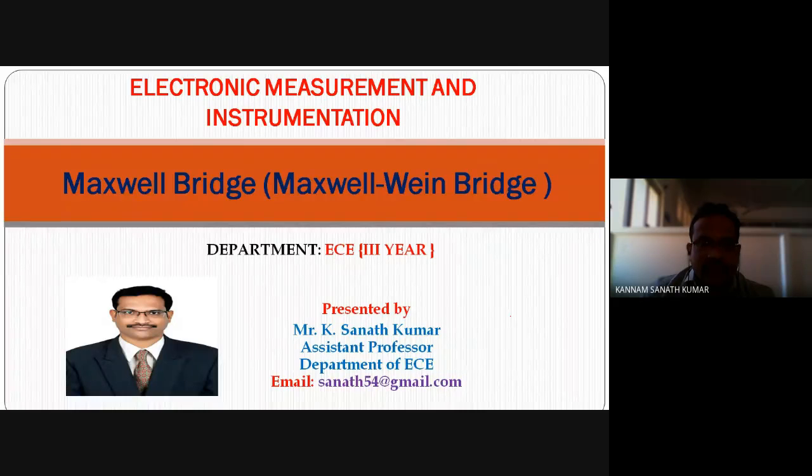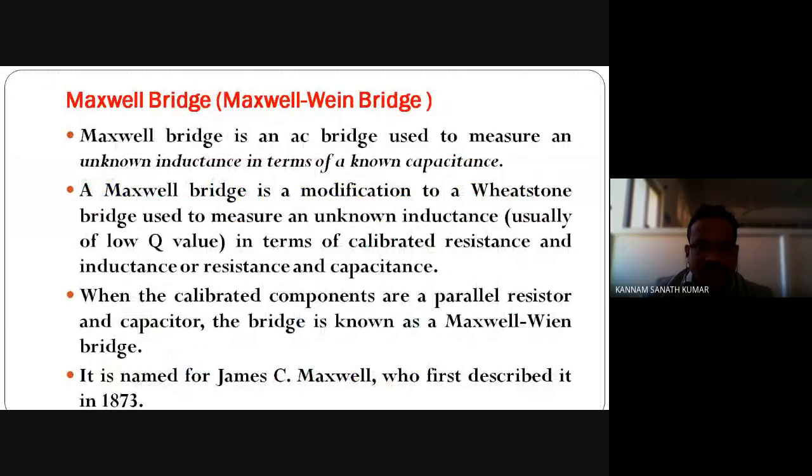Those are DC bridges. Today I will teach you about Maxwell's bridge. This is an AC bridge. Maxwell's bridge is also called the Maxwell-Wien bridge. It is used to measure an unknown inductance in terms of a known capacitance. So we can find the unknown inductance by using the known capacitance.